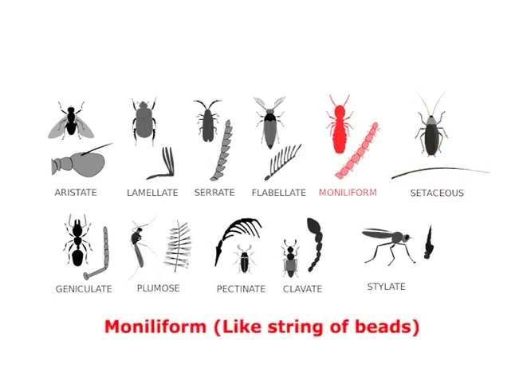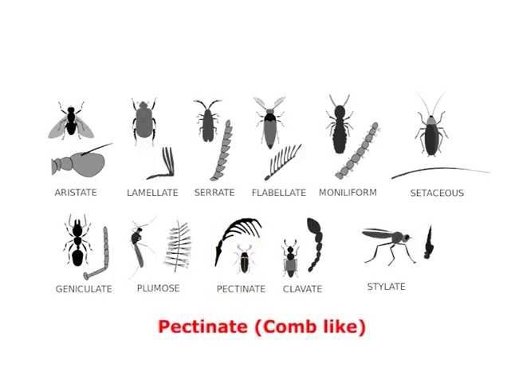Moniliform, like string of beads as in termites. Segments are round or oval with well-developed constrictions between segments, appearing like a string of beads. Pectinate, comb-like as in female arctiid moth. Segments possess lateral processes on one side, giving a comb-like appearance.